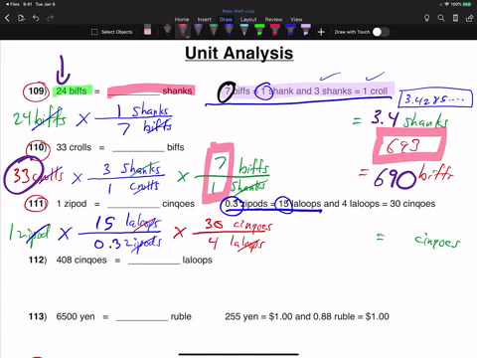So in this case, we have 1 times 15 divided by 0.3 times 30 divided by 4 equals. The calculated answer is 375. That appears in the calculator. But the number of sig figs that we started with was 1. So our answer can only have 1 sig fig. It's not 400. 400 Cincos is the correct answer.